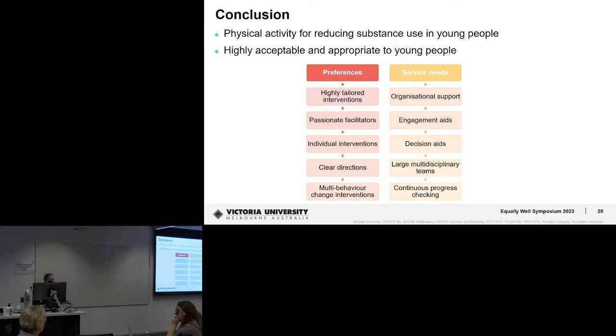One of the things that stood out was that they also pointed out that they really need continuous progress checking, and I guess this is related to this particular population of young people involved with problematic substance use. They actually favor having a treatment team continuously checking on their physical activity progress and making sure that they're on track.